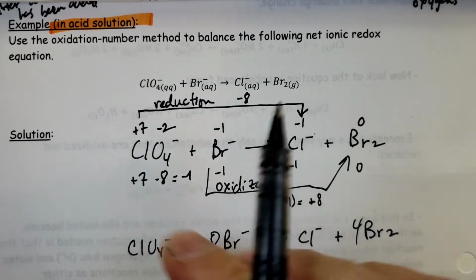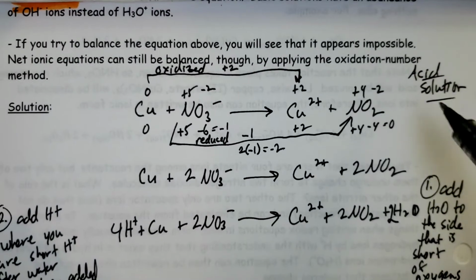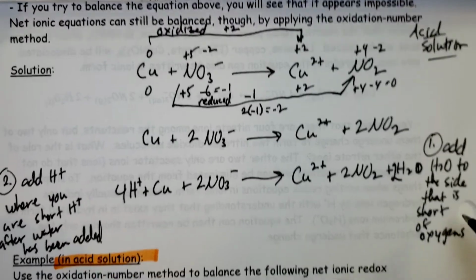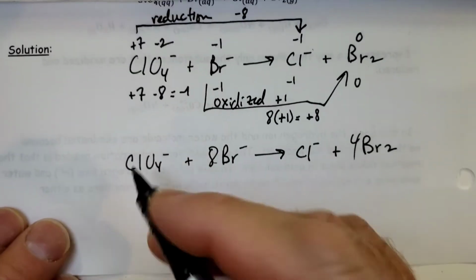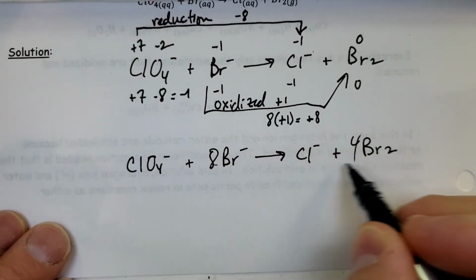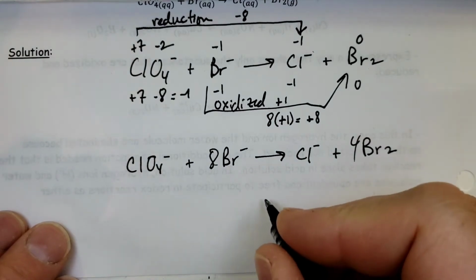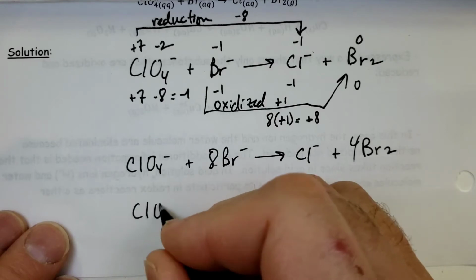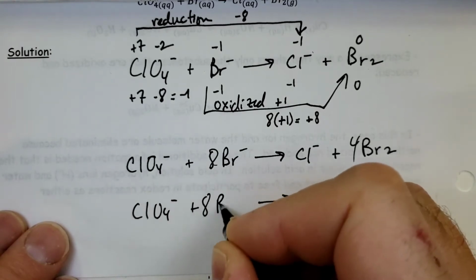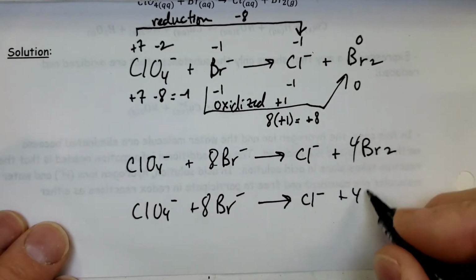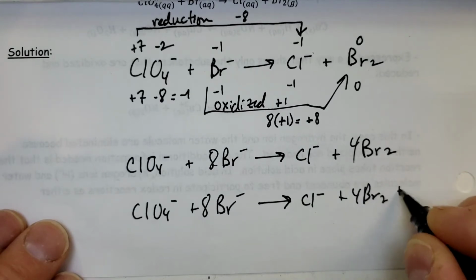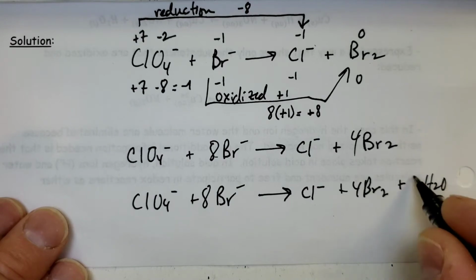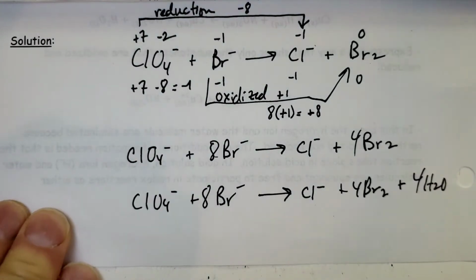All right, now acid solution. In the previous example, the first thing I do is I add water to the side that is short of oxygens. Let's see where we're short. Here we have 4 oxygens. Here we have no oxygens. So I'm going to have to add to the left, or sorry, to the right. So to the right, let's see, I need 4 O's. So to get 4 O's, I need to add 4 water.